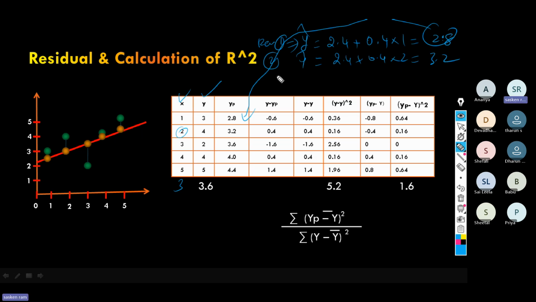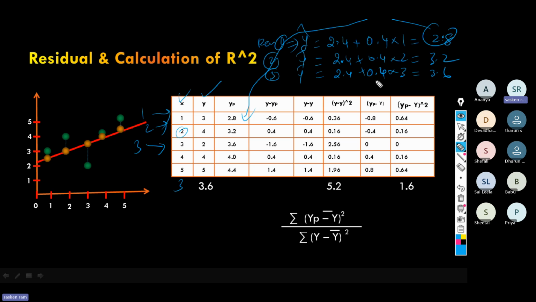The predicted value. And similarly, for the third record, the 2.4 remains the same, the slope also remains the same, into 3. You will get 3.6. Correct? Same way for the fourth record and fifth record, we plugged in these values. What values? 1, 2, 3, 4, 5. That's all. We know the intercept and slope.